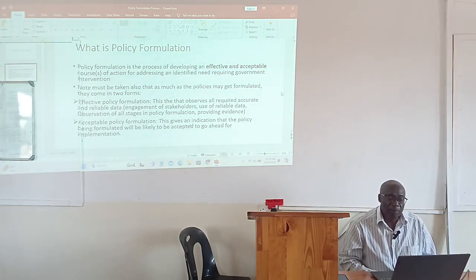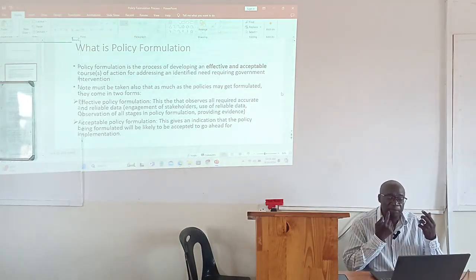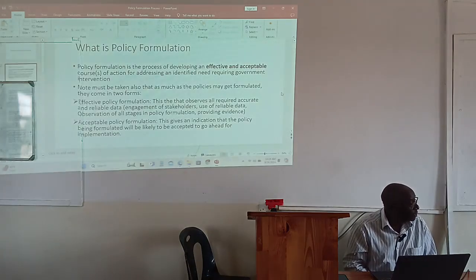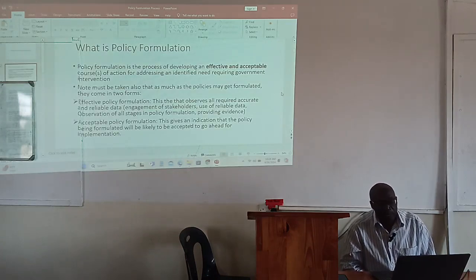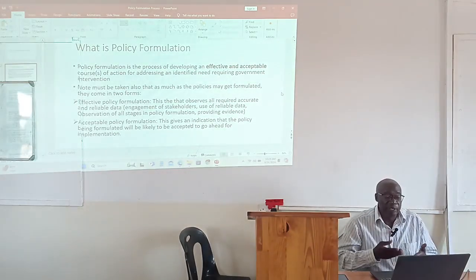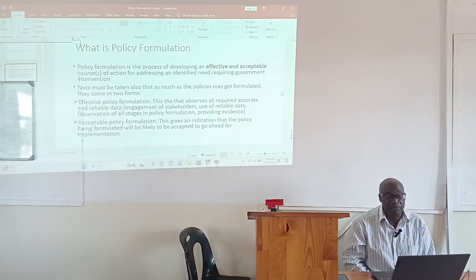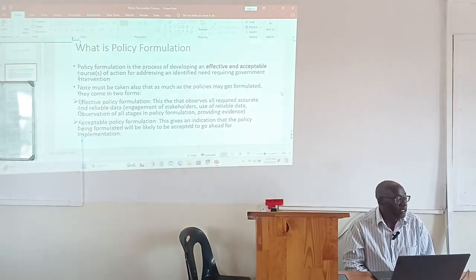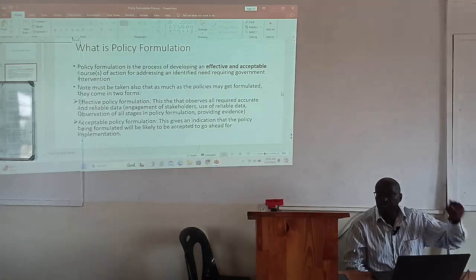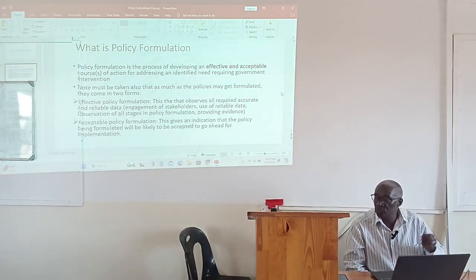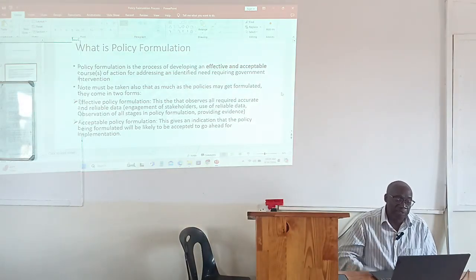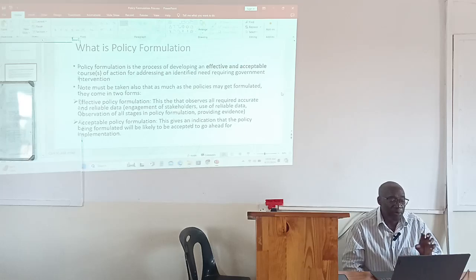Now, here, when we talk about a policy being acceptable or being effective, we're looking at the course of action that we want to address. If you want a policy on the girl child, for example, is it going to be accepted by the majority of stakeholders, by people, by the girls themselves? And two, is it going to be effective, right? Is it going to deliver the desired result that we intend to achieve by formulating, designing or developing that particular policy? So this is how you would look at policy formulation as a process.